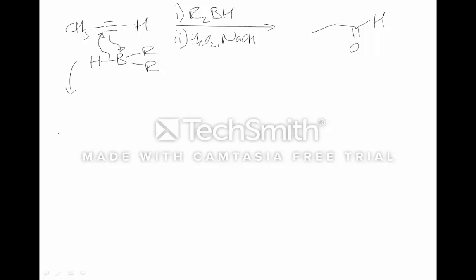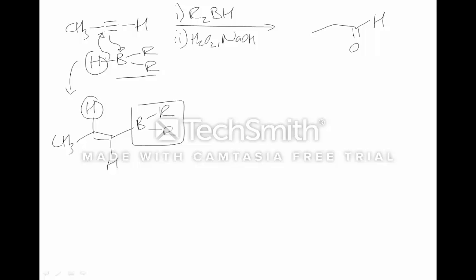What happens then is you get the CH3 and the H on the same carbon, and you get the BR2 and the H on the same carbon. So notice the H and the BR2, right? There's the circled hydrogen, the BR2. That's the only regioisomer that you get.